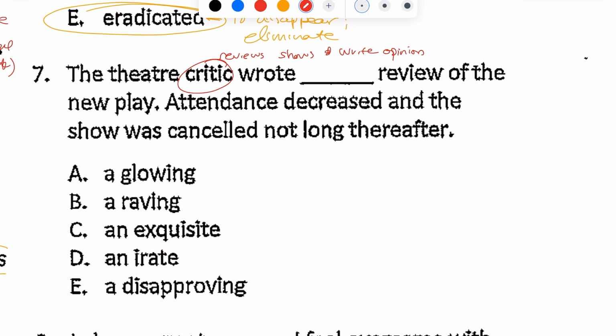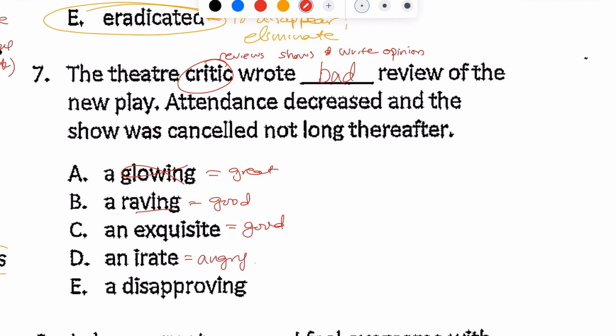So what happened here was the theater critic wrote a review, and then attendance decreased, and the show was canceled. So this review is probably a bad review. He wrote a really bad review because people stopped going to see the show. So it wouldn't be glowing. Glowing means a great review. Raving also means good. Exquisite means like amazing, it's really good. And the best, irate just means angry.